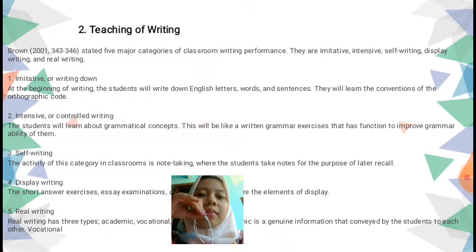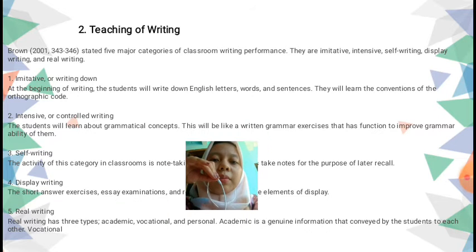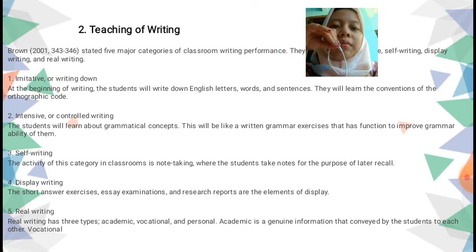Teaching of writing. Brown, 2001:343-346, states 5 major categories of classroom writing performance. They are imitative, intensive or controlled, self-writing, display writing, and real writing. Imitative or writing down. At the beginning of writing, the student will write down English letters, words, and sentences. They will learn the conventions of the orthographic code.